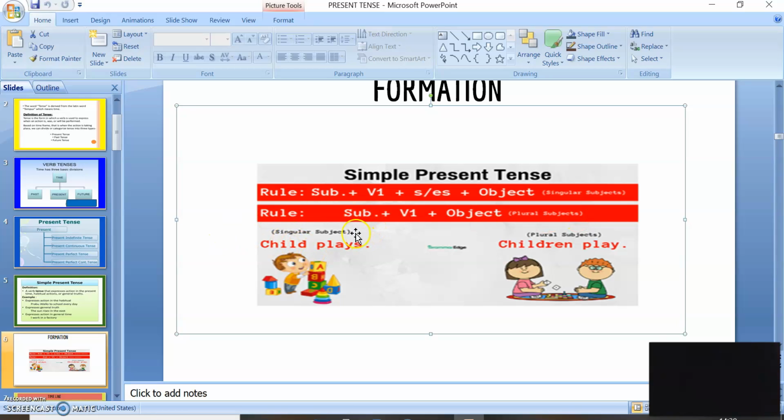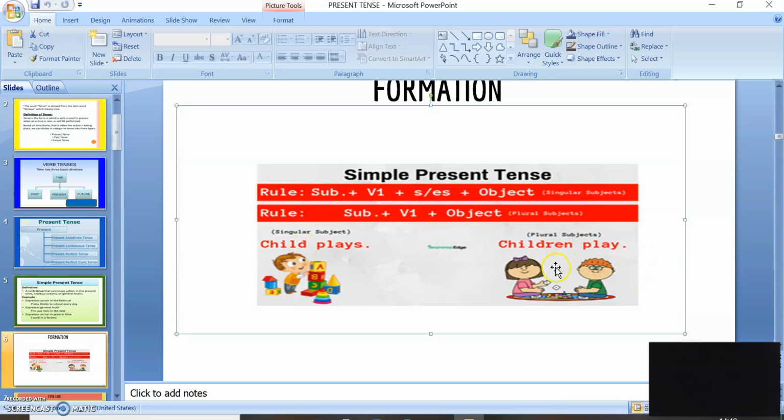At first I'll explain with an example. In the first example, it's written "child plays." In the second example, it's written "children play." Since child is a singular subject, you will add s to the base form of verb. The base form of verb is play, and the subject is singular here.